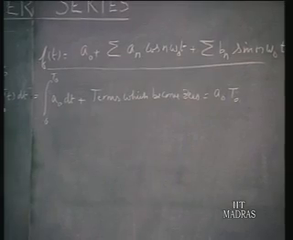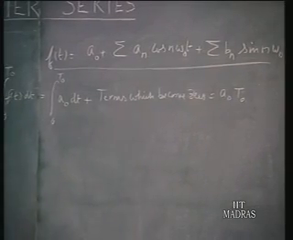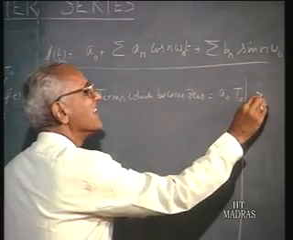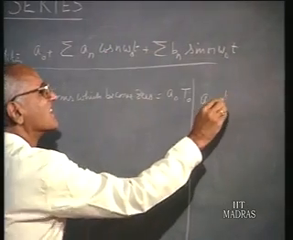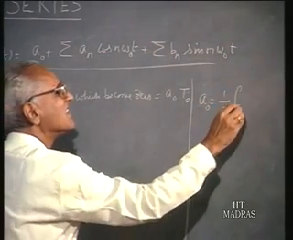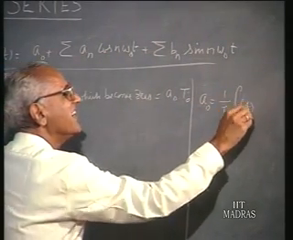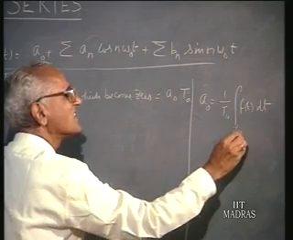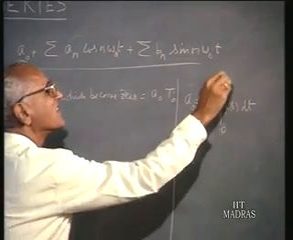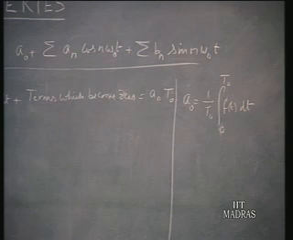This immediately gives us a way of evaluating a naught. You have a naught equals 1 over t naught integral of f(t) dt, say 0 to t naught or t1 to t1 plus t naught.